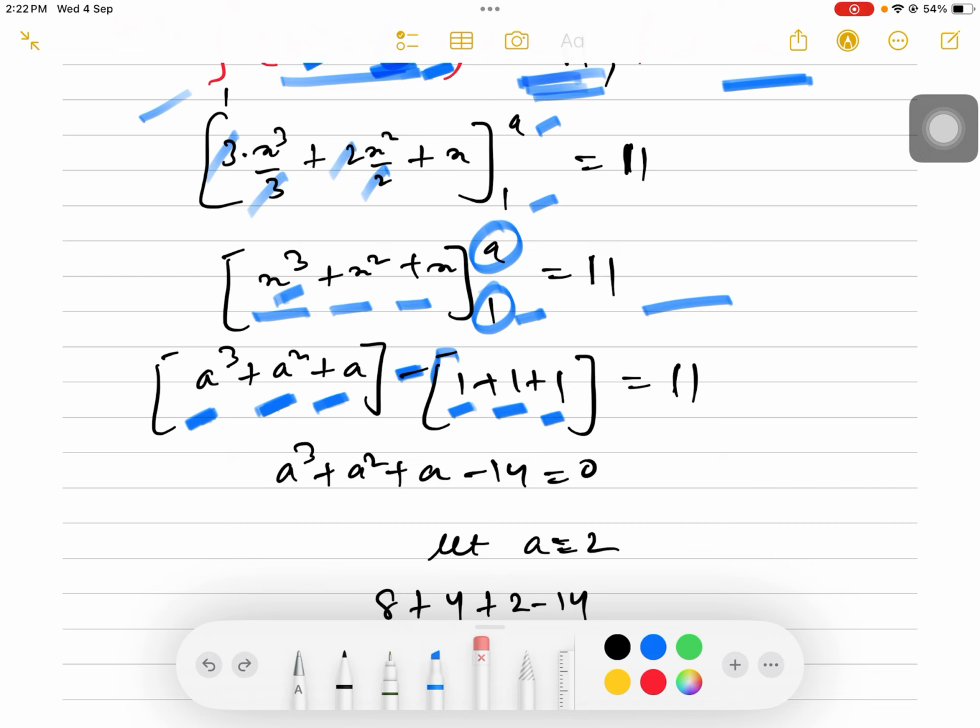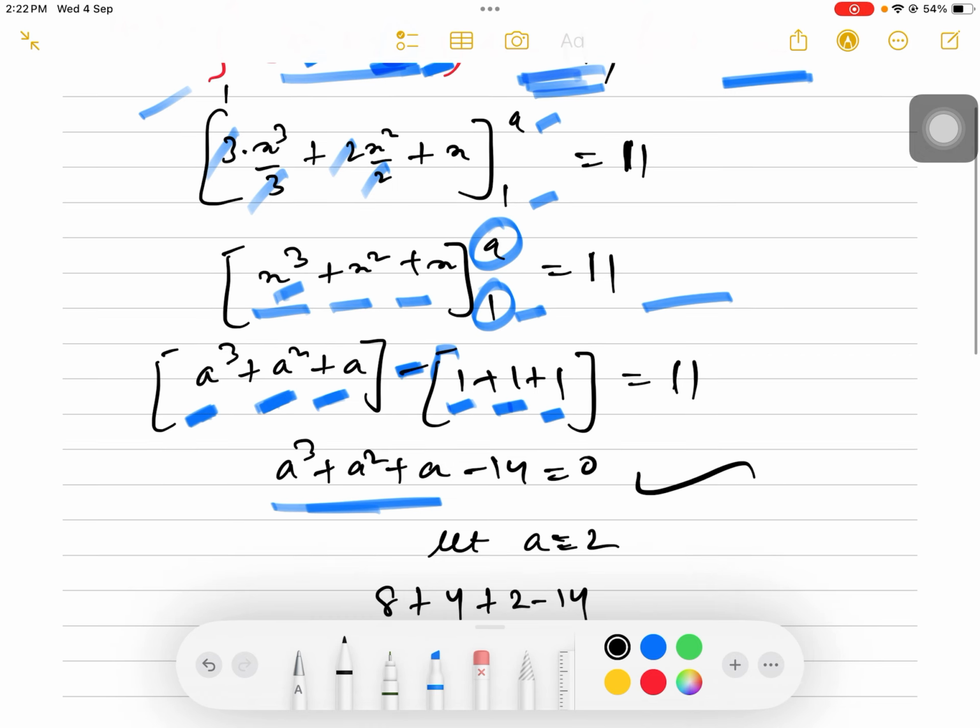So now we have to solve, and all this equals 11. So a cube plus a square plus a minus 1 plus 1 plus 1, this is 3, minus 3, and 11 also comes to this side. So minus 3 minus 11 will be minus 14. Now our equation has become a cube plus a square plus a minus 14 equals 0. Now we have to solve.